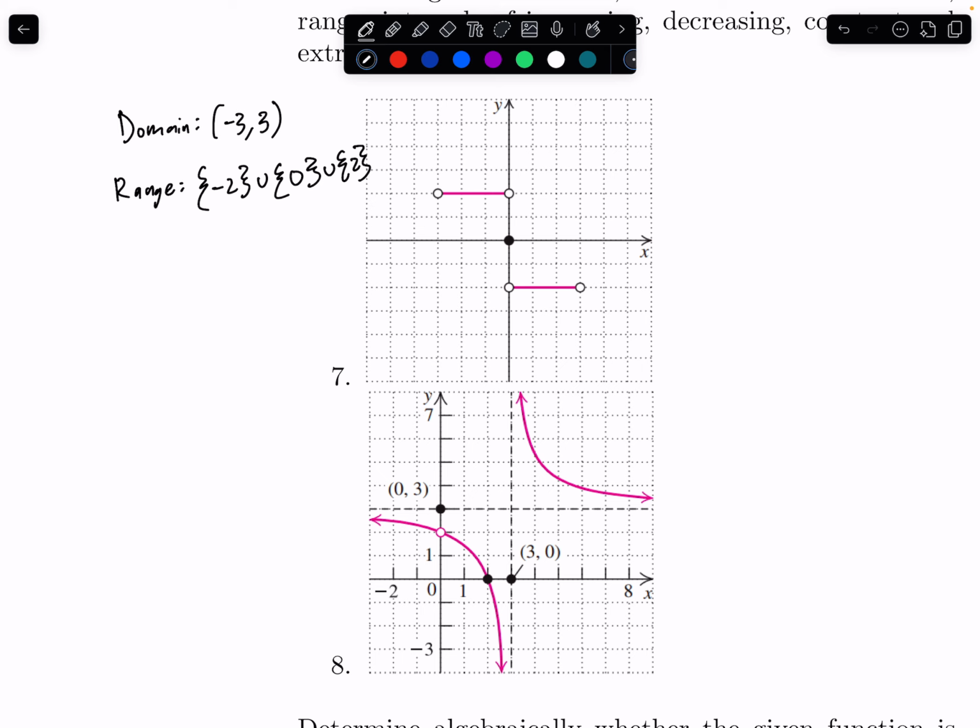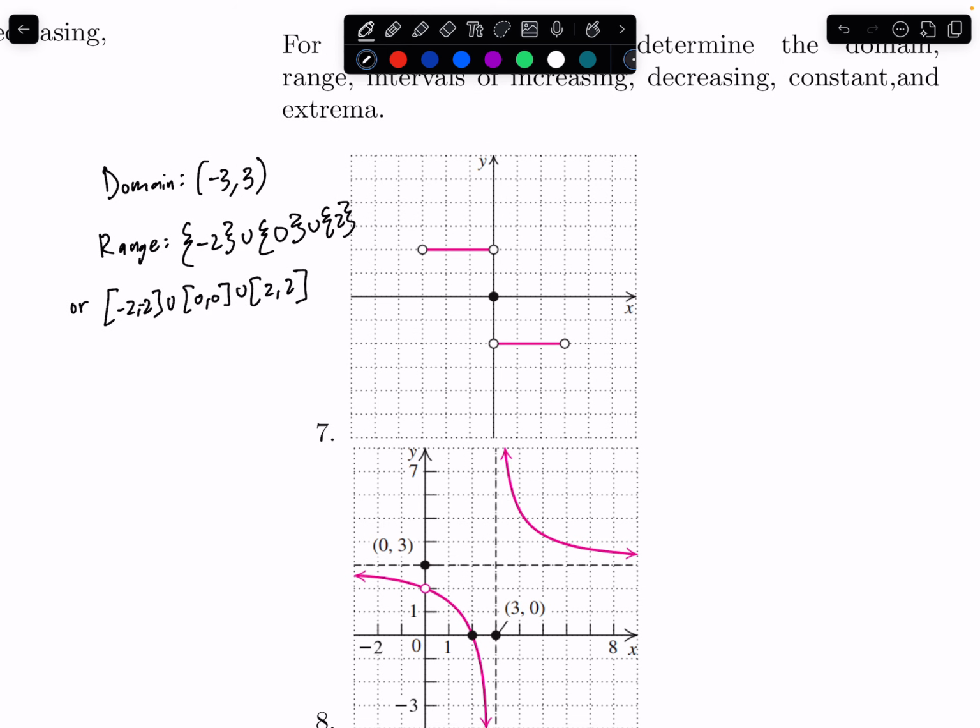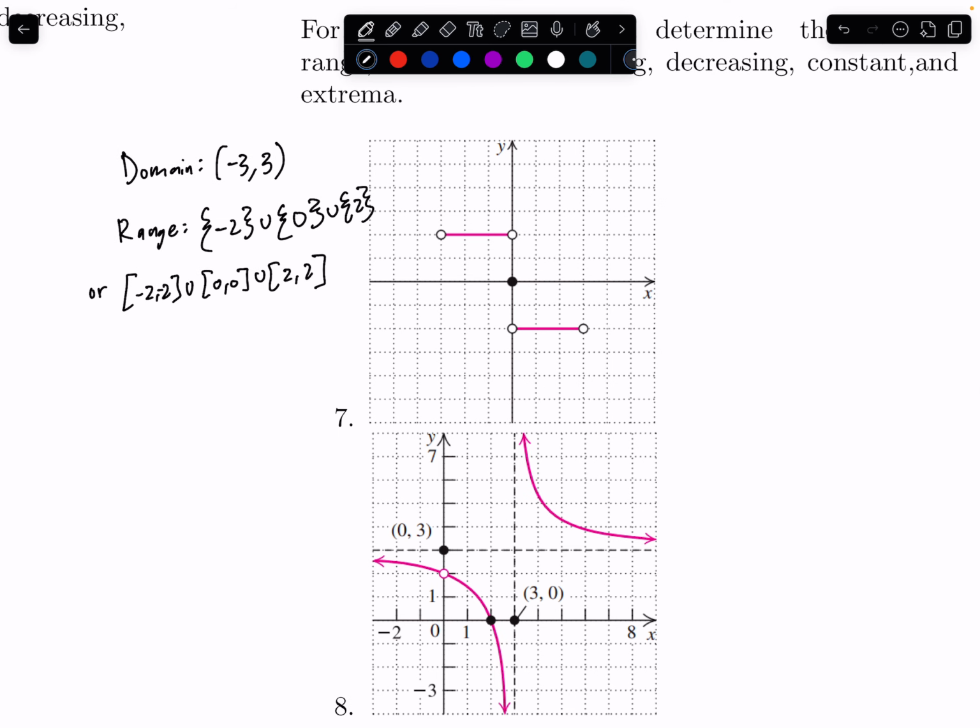Okay, if you did want to use interval notation, I guess you could write something like -2 to -2, 0 to 0, and 2 to 2. Just each of those individual points means the same thing. Okay, that's the range. Increasing, decreasing. It's never increasing, never decreasing.